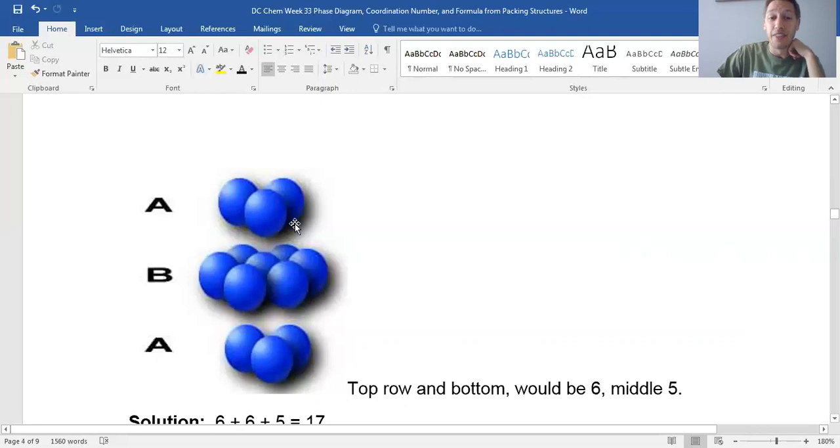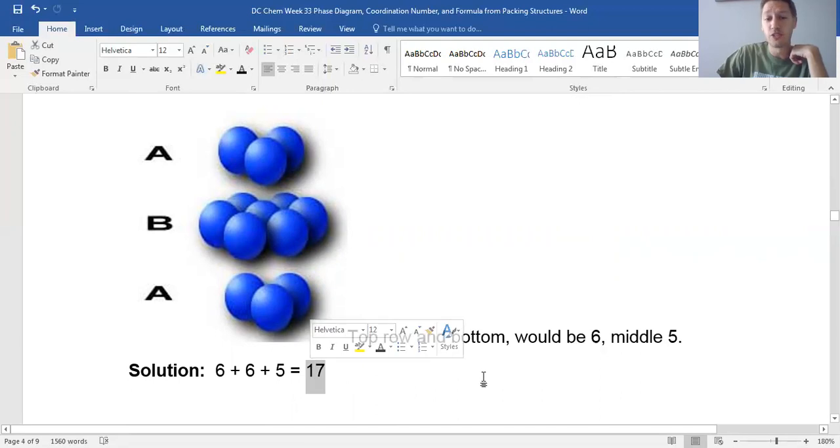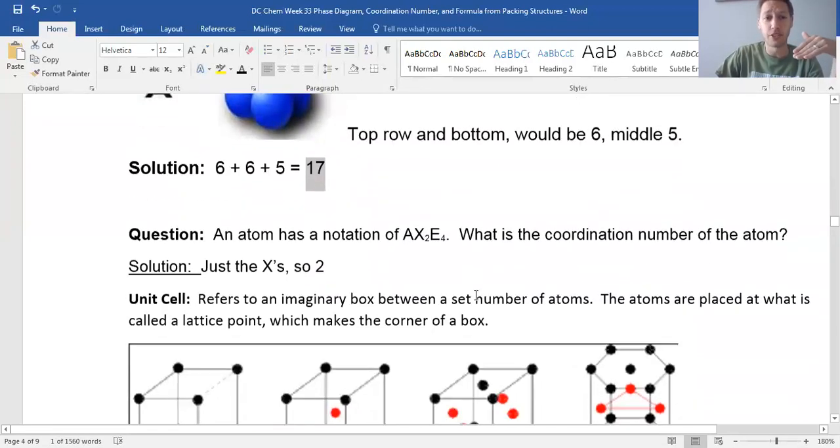So this picture here actually shows the coordination number for the center one being 12, because it's touching 6 here, 3 on the top, 3 on the bottom. Think about pushing this layer down, putting this layer up. This blue center ball would be touching the 3 above, 6 in the middle, and 3 below. For our question though, it just had 6 above, 6 below, and 5 in the middle. So its coordination number is just 17. So coordination number, again, is just how many atoms it is touching.